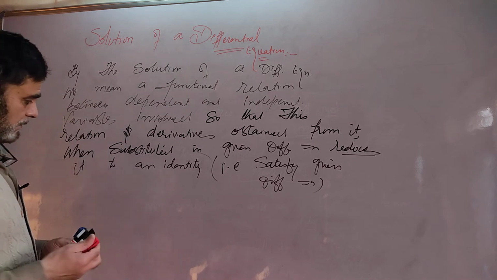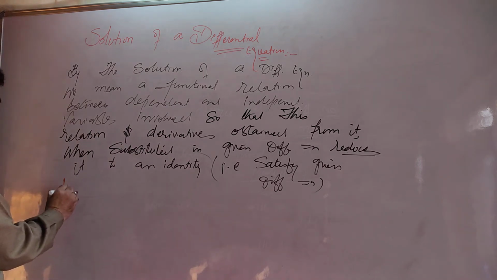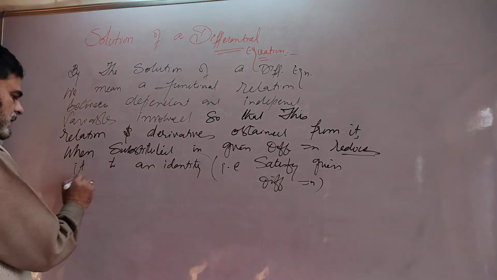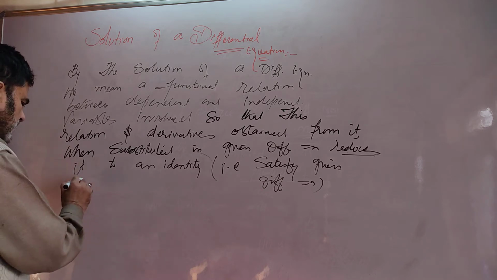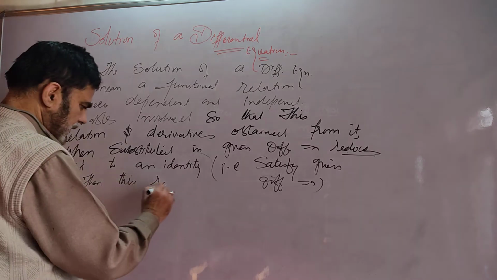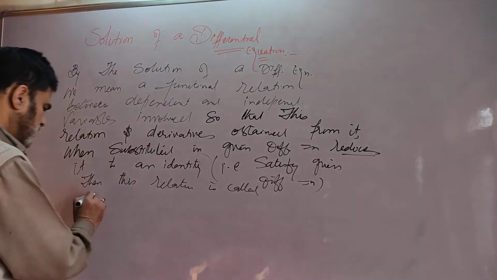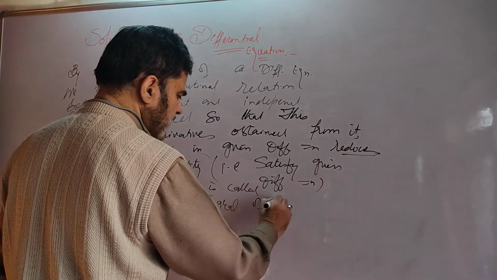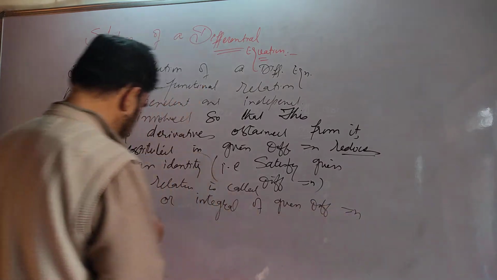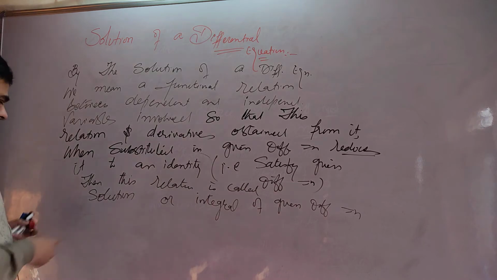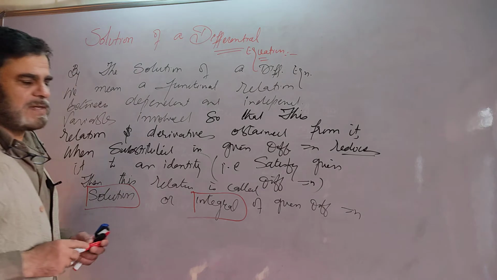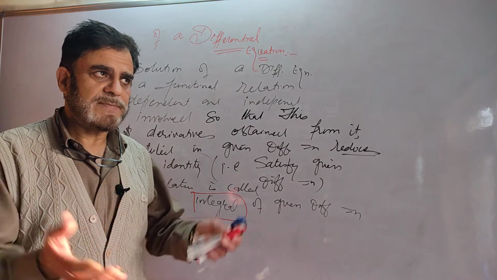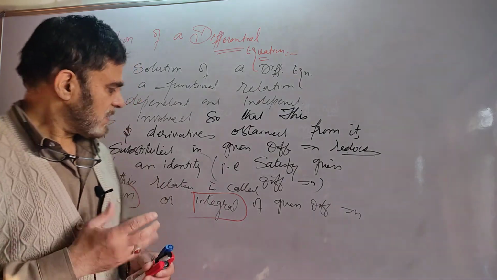And you will note here a very important observation. Then this relation is called the solution when it satisfies the given differential equation, solution or integral of the given differential equation. That means in certain cases we call the solution an integral. When you have a certain relation, you obtain the derivatives from that relation and use them in the given differential equation. If it satisfies it, then we say it is the solution. Sometimes we say it is an integral.